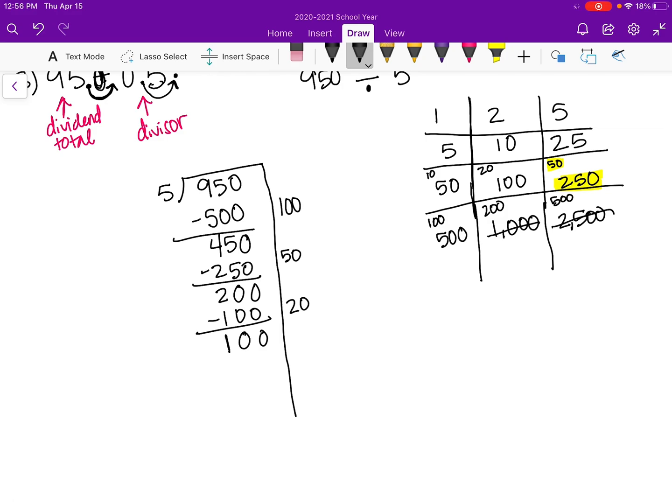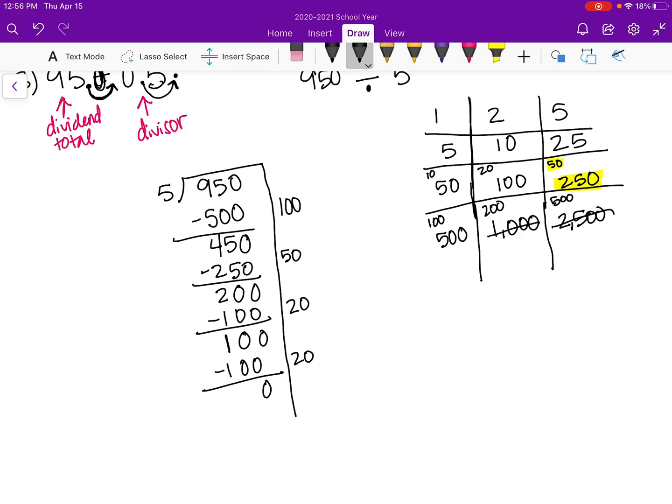Now, you may have noticed I could have taken 200 away if I did 40 groups. That's okay. If you see that and you want to do that, fine. If you just want to stick straight to your number bank because you know that it's correct, that is perfectly fine. So now 100, I can take 100 away. 20 groups of 5 is 100 from my number bank. 100 minus 100 is 0.